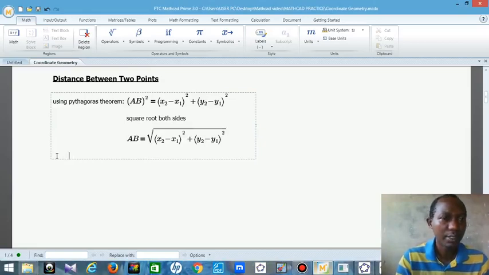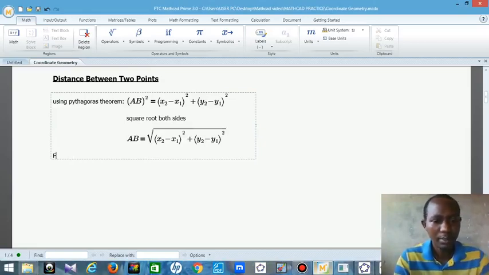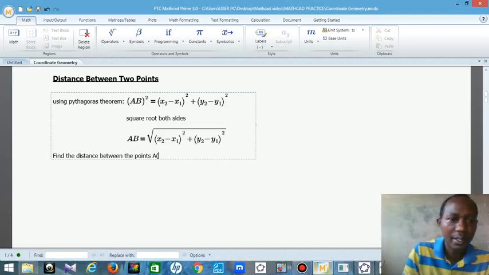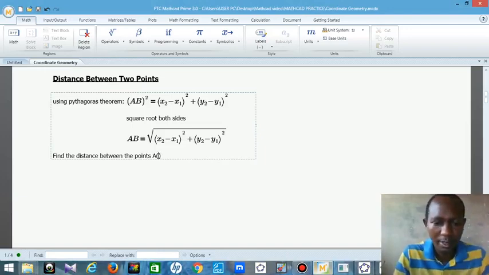Let me position it on this end. Then they say find the distance between the points. Find the distance between the points. So those 2 points we have there, you have your A, open brackets and close.